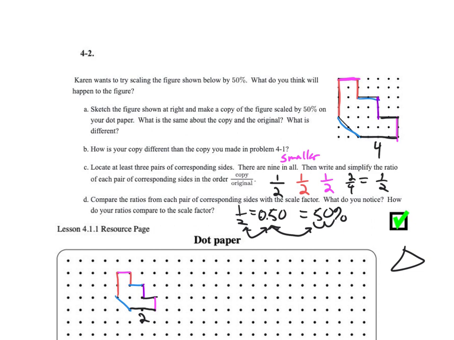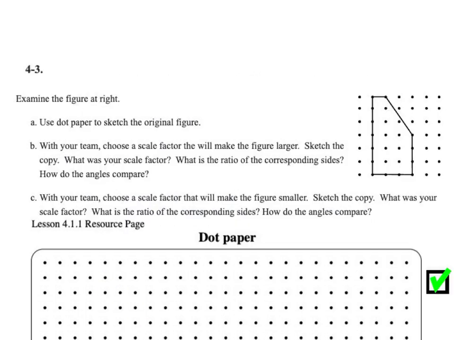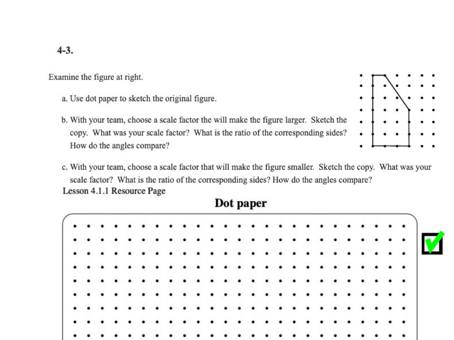Okay, let's go on to 4-3. Now for 4-3, I'm going to let you guys run with this on your own. I'm not really going to guide you through this, but here is your original figure. It says use a dot paper to sketch that, and with your team choose a scale factor that'll make the figure larger. So now you're going to create your own scale factor. You need to get larger, and then you'll sketch that new thing. So you might choose something that's easy. Don't choose 300%. We've already done that. But you can choose any other number that's going to make it larger.